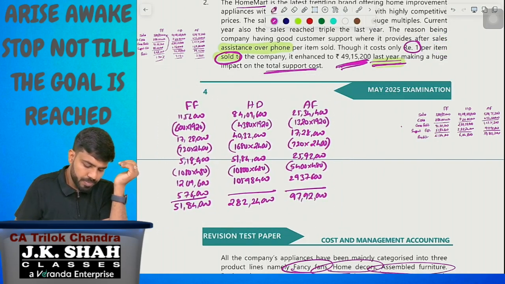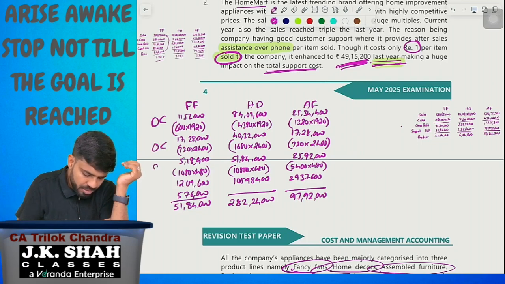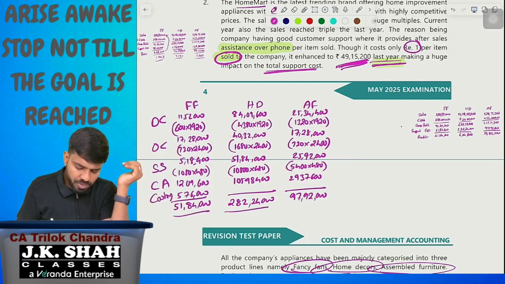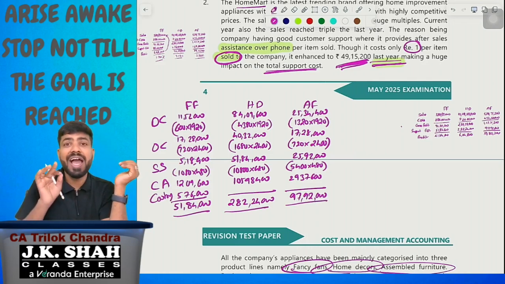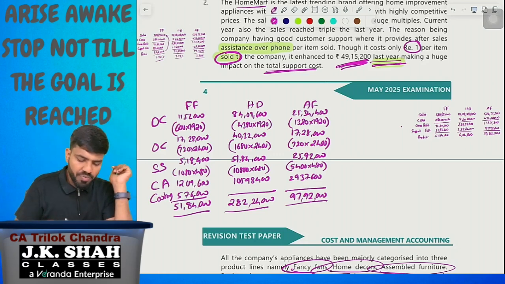Look here. This is items sold. This is deliveries, delivery cost, this is ordering cost, this is shelf stocking cost, this is customer assistance, and this is cartons. Make a total: 51 lakh 84,000, 2 crore 82 lakh 24,000, 97 lakh 92,000. This is the support cost details according to activity-based costing. Under traditional costing, we had cost of goods sold; here, according to activity-based costing, we are calculating the cost.